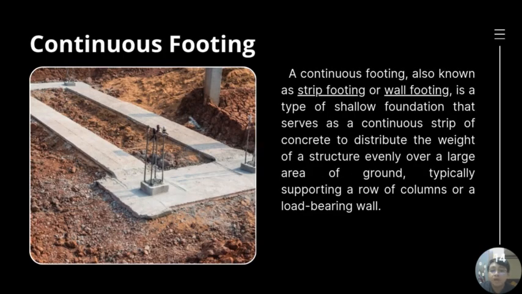Continuous footing. A continuous footing, also known as a strip or wall footing, is a type of shallow foundation that serves as a continuous strip of concrete to distribute the weight of the structure evenly over a large area of ground, typically supporting a row of columns or a load-bearing wall. So, continuous footing or strip footing is a long footing under multiple columns or an entire wall. It distributes loads along the length, and it's also used for load-bearing walls.